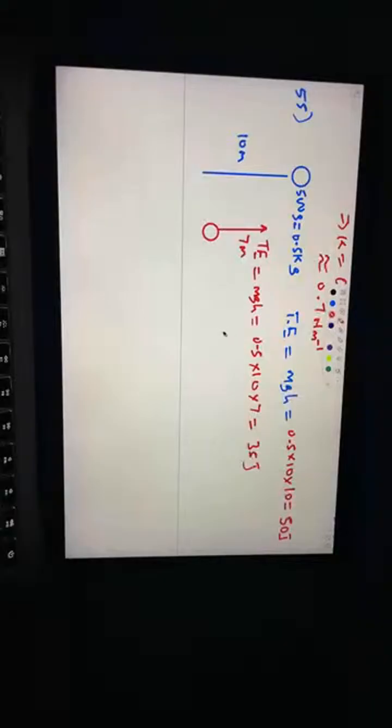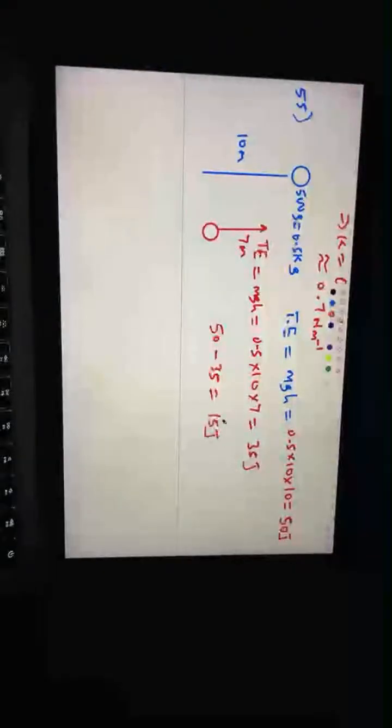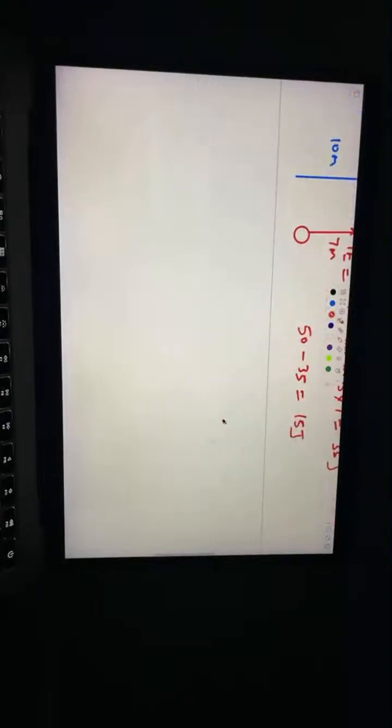Hence, the amount of energy that it lost will be 50 minus 35, and that will be 15 joules of energy. So you must have lost 15 joules of energy. Let's move to question 56.